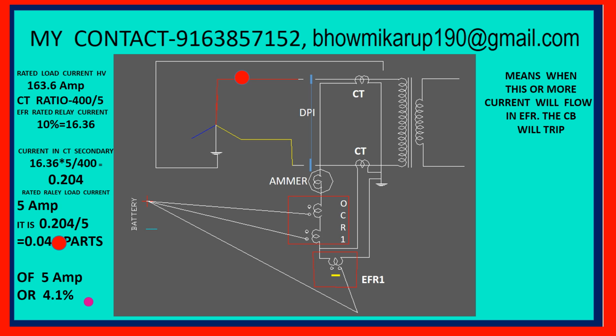To take power supply, first we will close the double pole isolator, then the circuit breaker. So, circuit breaker omitted, first I will close the double pole isolator. When the double pole isolator and circuit breaker are closed, then the 163.6 ampere full load current, if it is full load, will flow in this way. See here, it is shown in the green color circle. It will flow in this way.